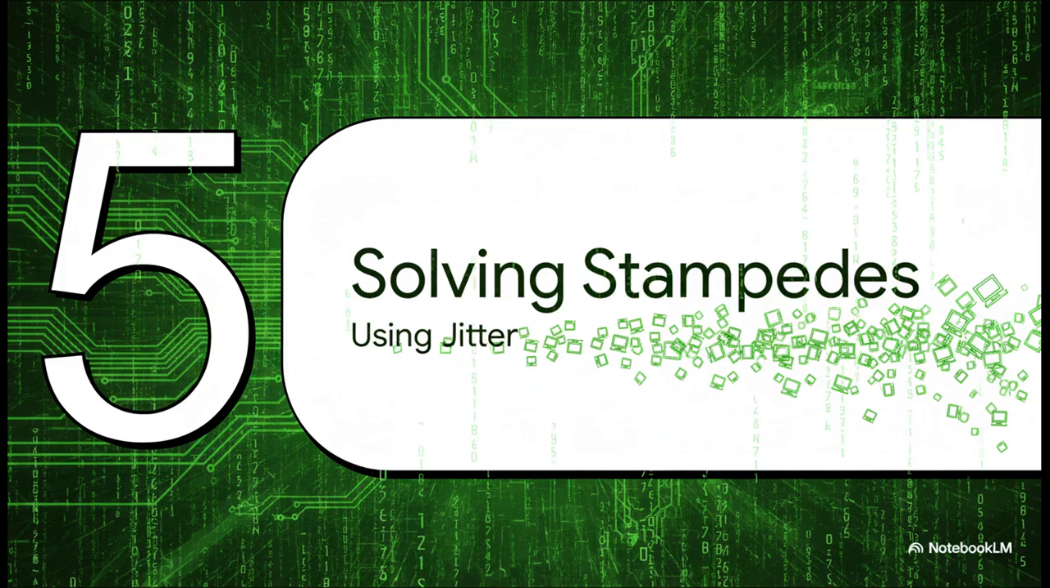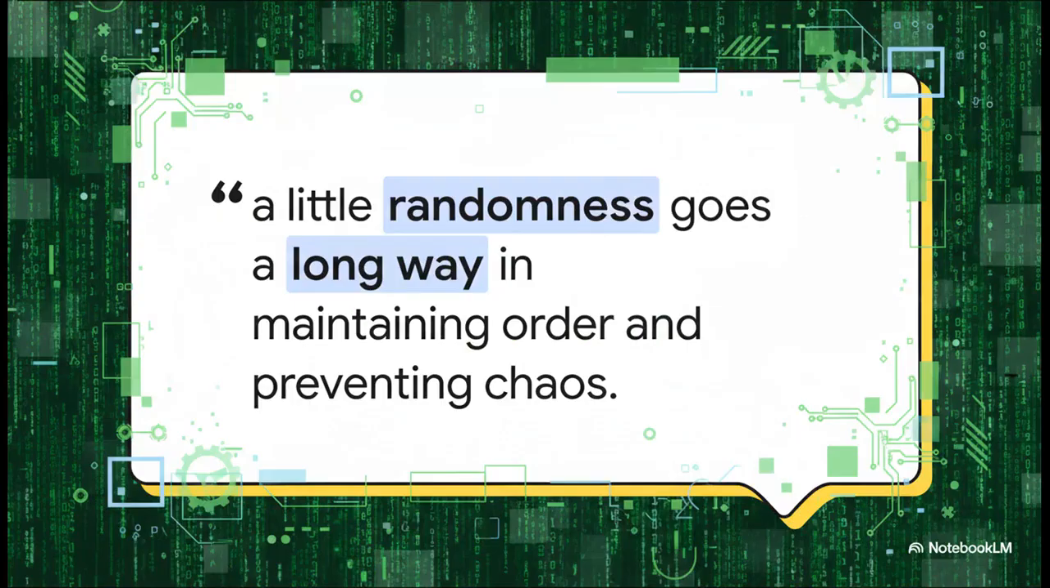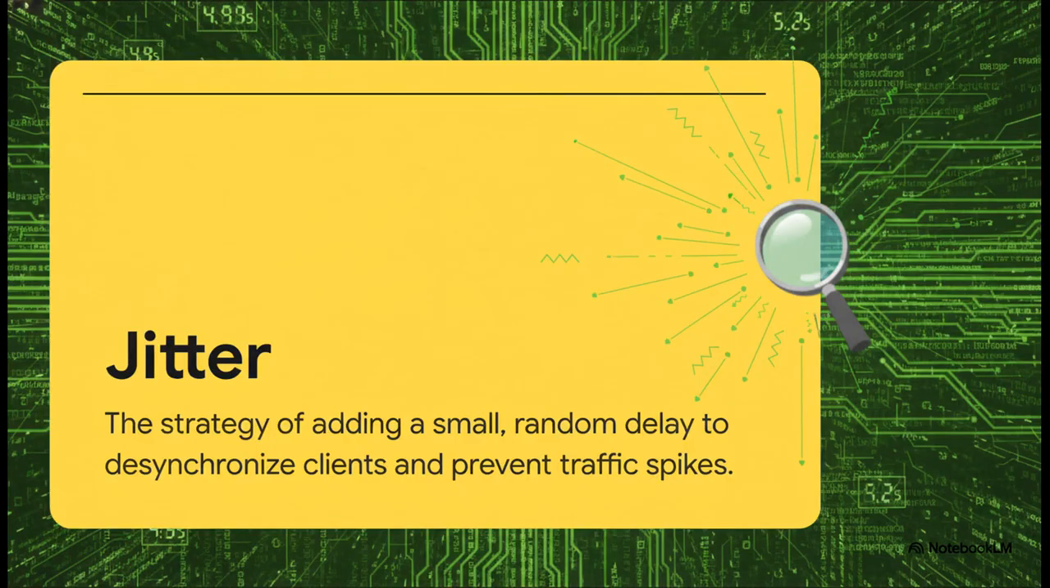So, how do you solve a stampede? You can't just tell thousands of computers to form an orderly queue. The solution is actually surprisingly simple, and frankly, it's elegant. You introduce just a little bit of controlled chaos. See, the problem here is synchronization. It's everybody trying to do the exact same thing at the exact same time. So, to solve it, we just need to break that perfect timing. We have to make their actions just a little less predictable. And that strategy is called jitter.